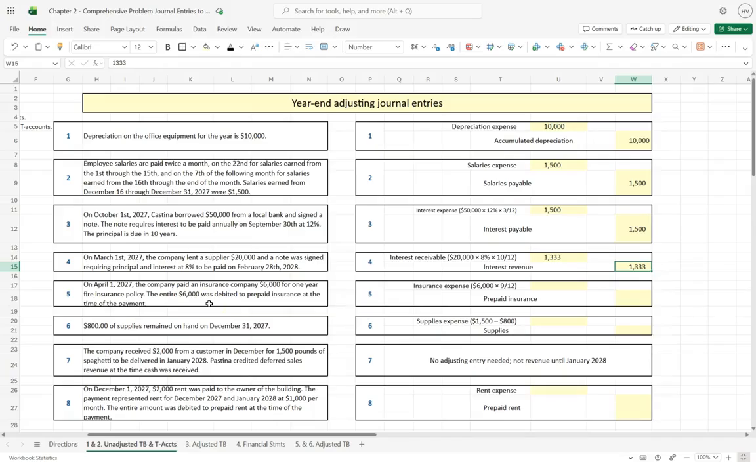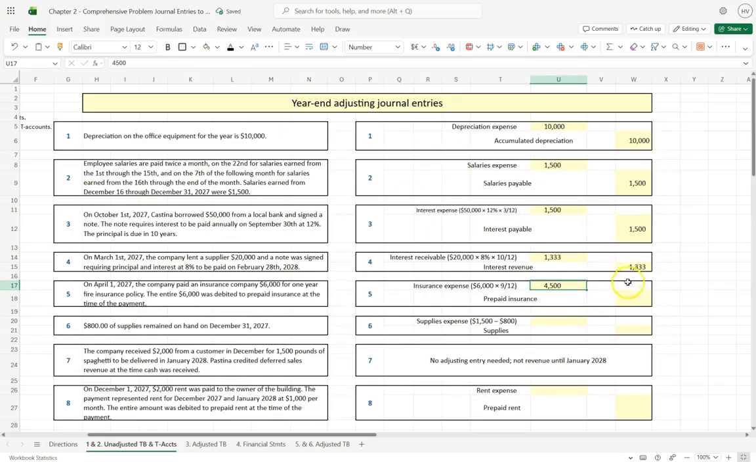And so now at December 31st, we have used up 9 months out of that policy, right? From April 1 to December 31 is 9 months. So we have to reduce our prepaid insurance by whatever we have already incurred or used, and we need to debit our insurance expense. So we're going to debit insurance expense for $6,000 times the number of months where we've actually used up that insurance, which is 9 out of 12.